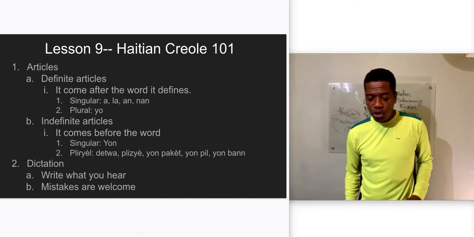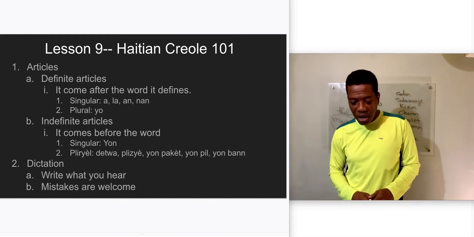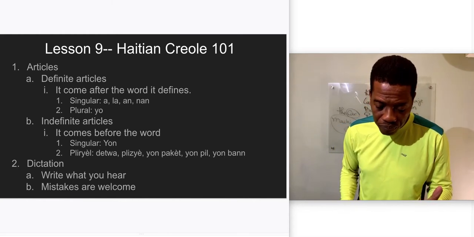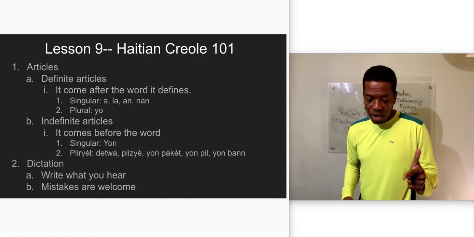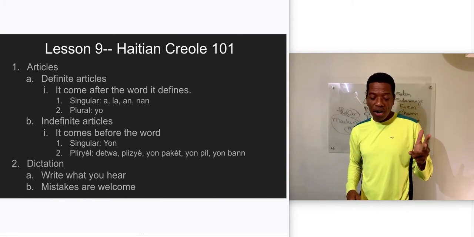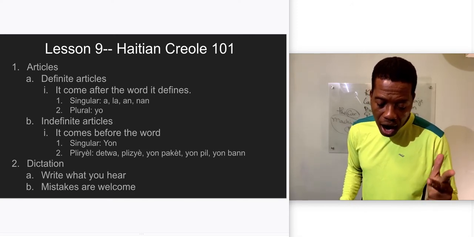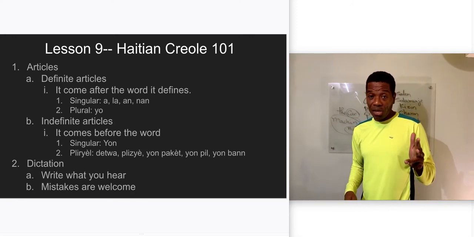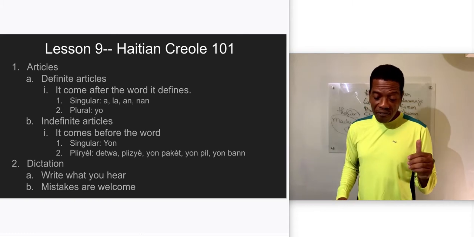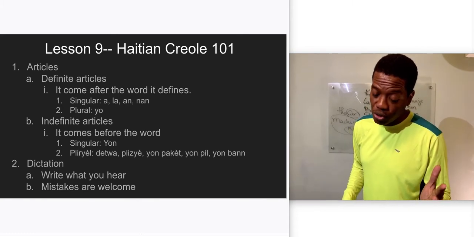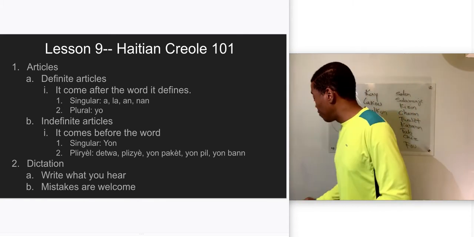Now, here are the articles we have. For definite articles, we have a, la, un, no. A, la, un, no. That's singular. Now, for the plural, we have yo. Yo for the plural.